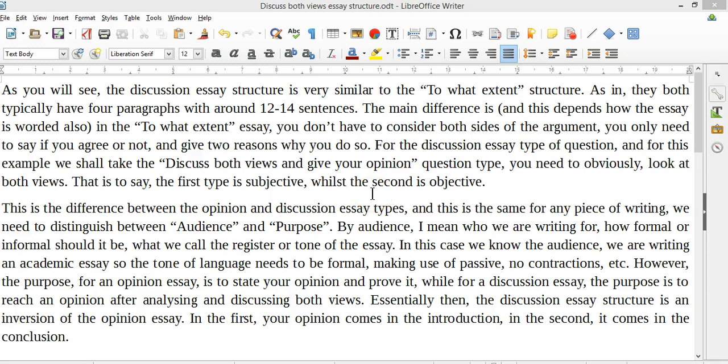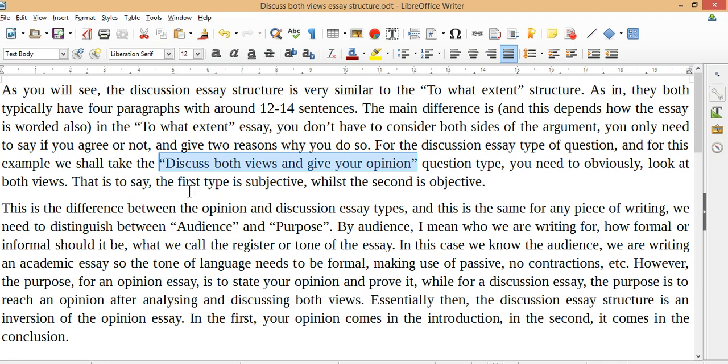Okay, in the tutorial for today, I'm going to take a look at another student essay, and this time we're going to look at the 'discuss both views and give your opinion' question type. We'll take a look at a possible structure at first, and then we'll make a comparison. And then we'll take a look at an essay that I just wrote to answer this particular question.